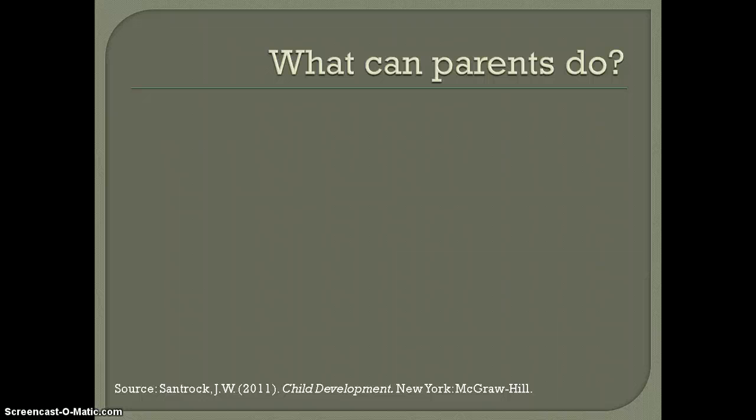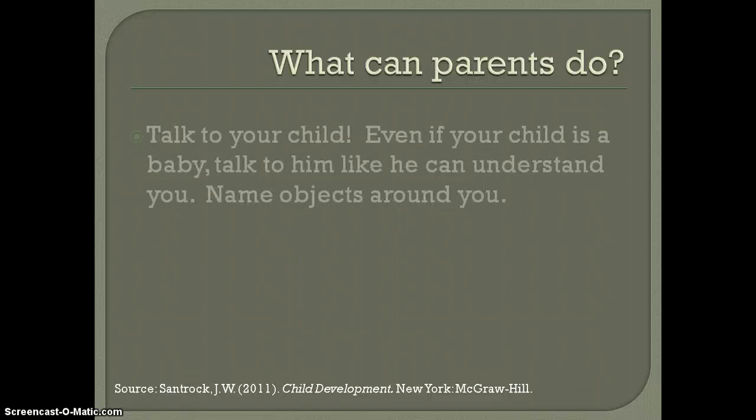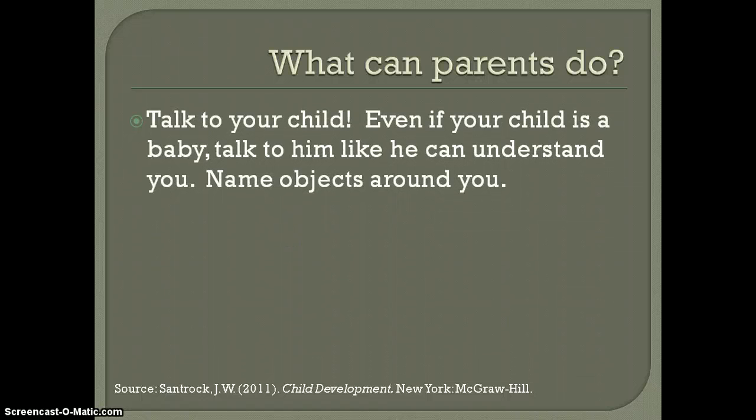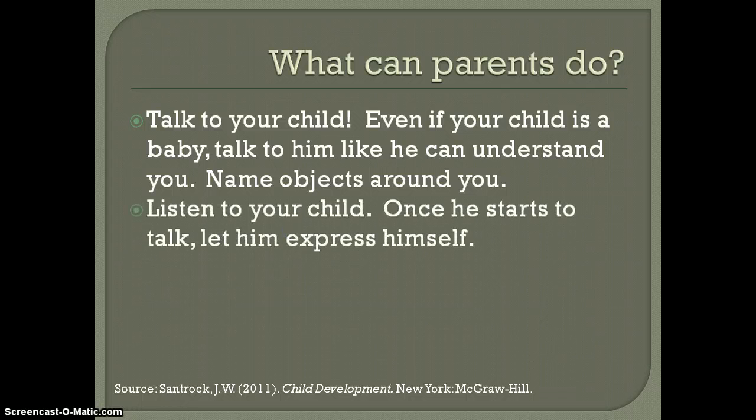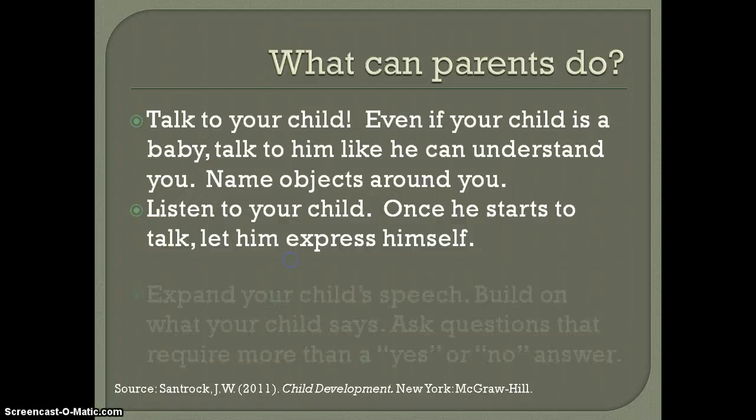One question that you will probably be asked is what parents can do to help their child's language development. The number one thing is to talk to your child. Even when your child is a baby, talk to him like he can understand you. Another simple way to build a child's vocabulary is to name the objects around you. Listen to your child too. Conversation isn't one-sided. By listening when your child talks, you're encouraging him to express himself, as well as teaching him about the give and take of language and conversation.